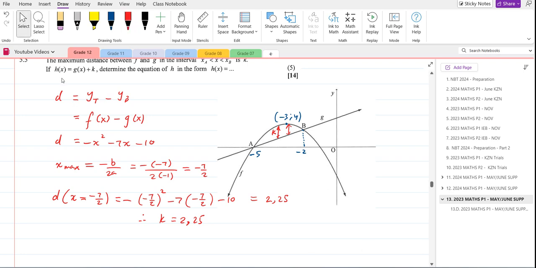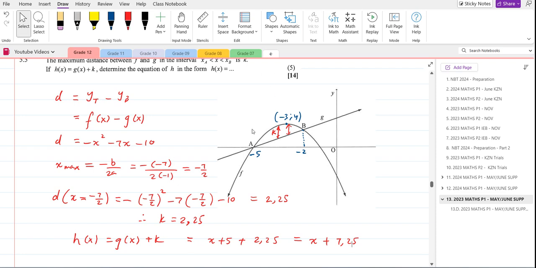If h of x is equal to g of x plus k, determine the equation of h in the form h of x. So what is h of x? H of x is equal to g of x plus k, but g of x is x plus 5 plus k, which is 2,25. So I've got an answer which is x plus 7,25. I hope you guys understood that.